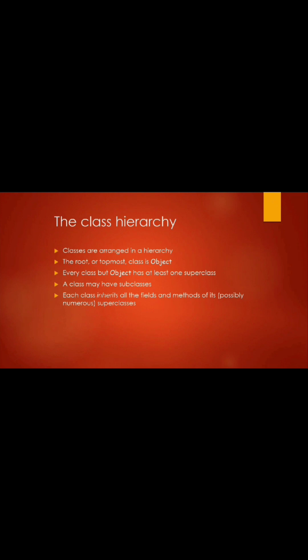Now we are going to see the class hierarchy. The classes are arranged in a hierarchy, in which the root, or topmost, class is Object. Every class but Object has at least one superclass. A class may have subclasses, and each class inherits all the fields and methods of its superclasses. In general, in Java, the class hierarchy is tree-like. In fact, Java provides a universal superclass called Object that is defined to be the root of the entire class hierarchy. Every class that is defined in a Java program extends the class Object.